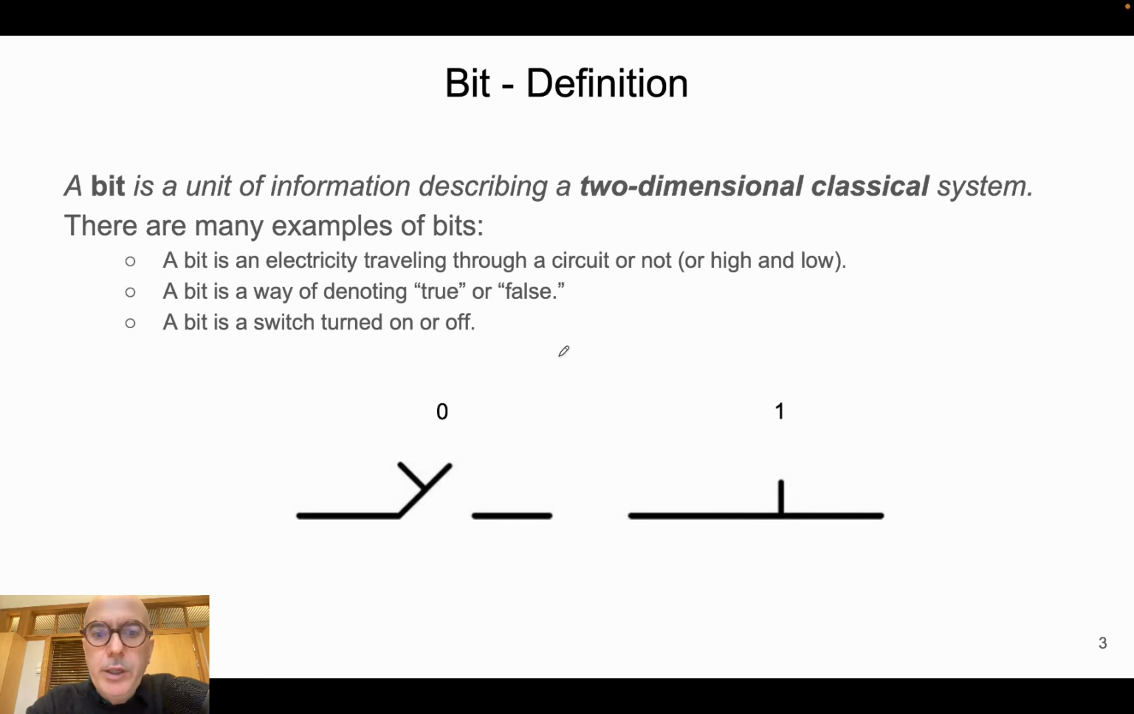A bit is a way of denoting true or false, or a bit can also be implemented very easily as a switch that can be turned on or off. An example of such a switch is on these slides. If the switch is turned off, this represents our state 0. If the switch is turned on, then we can represent this state using 1. So we can use 1 and 0, implemented with our switch, to represent a bit that can be either in state 0 or state 1.